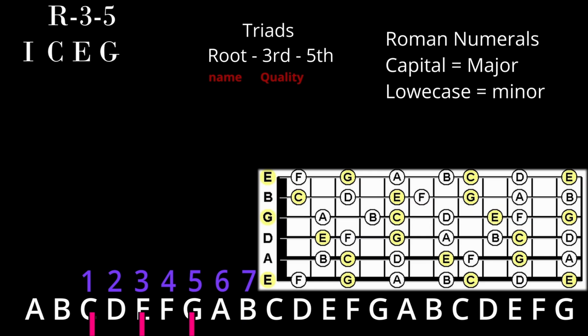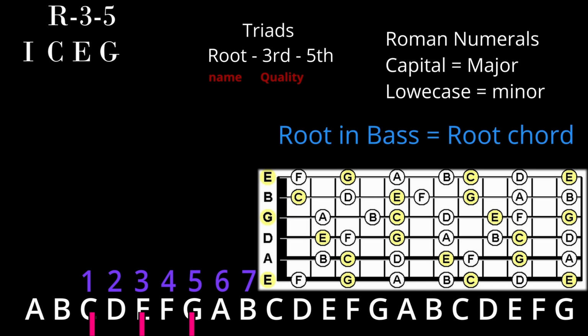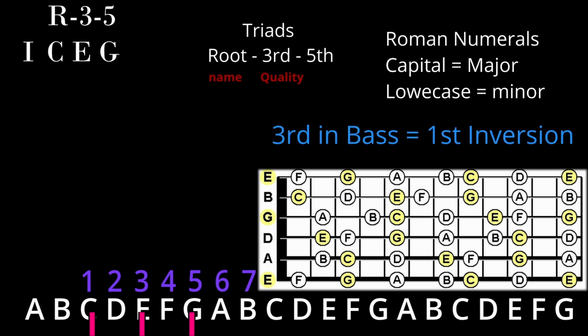For inversions, it's only what's in the bass that matters. If the root is in the bass, it's a root chord. If the third is in the bass, it's called first inversion. If the fifth is in the bass of the chord, it is called second inversion. For inversions, it does not matter what comes after the bass note.